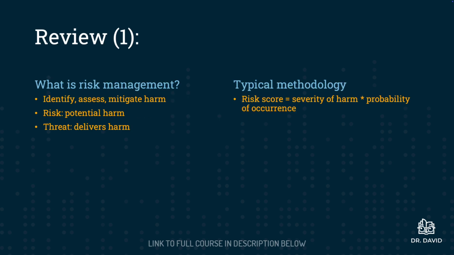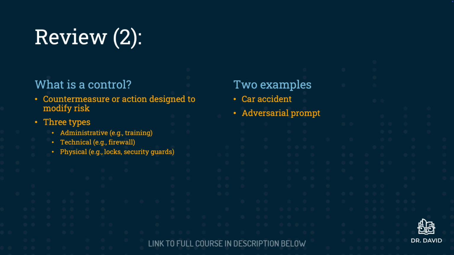In this lecture, we have answered the question, what is risk management? Again, risk management is the process of identifying, assessing, and mitigating harm. Risk is the potential for harm, whereas a threat delivers that harm. The typical methodology is risk equals severity of harm times probability of occurrence. You need to remember that a control is a countermeasure or action designed to modify risk. Again, we implement controls to drive that risk down as close to zero as possible.